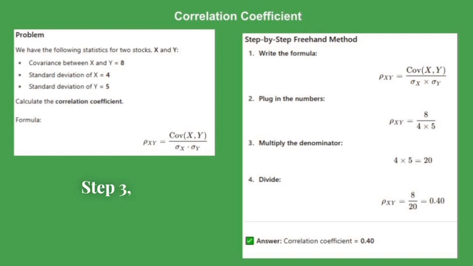Step 3, divide 8 divided by 20 equals 0.40. So the correlation coefficient between x and y is 0.40. That means the 2 stocks have a moderately positive relationship.